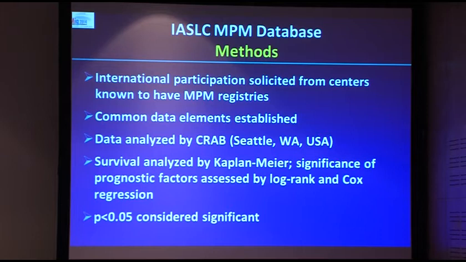This is how it was done, and as I say, CRAB is in Seattle. Data's been analyzed by the routine of Kaplan-Meier, Cox regression, and log rank. And as usual, P 0.05 has been taken as the traditional statistical significance borderline.